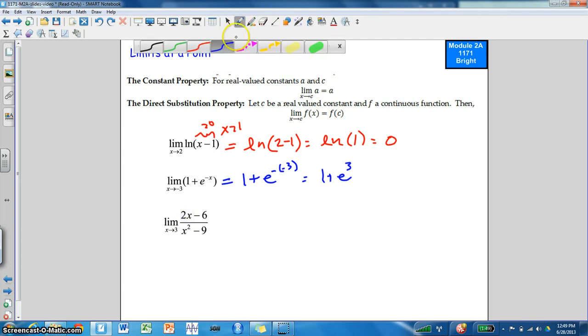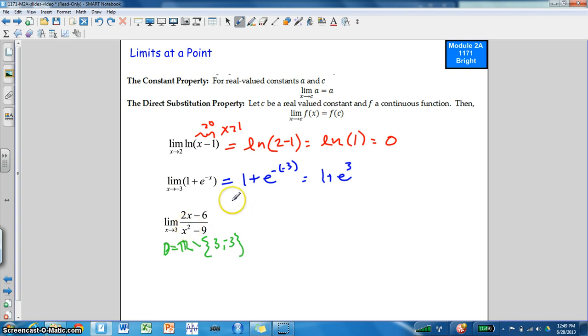And the last problem. We look at this and see a limit as x approaches 3 of this rational function. A rational function will be continuous, i.e. a smooth curve on its domain. The function is undefined whenever the denominator is 0. If you set that equal to 0 and solve it, you end up with the domain being all real numbers except 3 and negative 3. So what do we do now? We can't use the direct substitution property as it is.